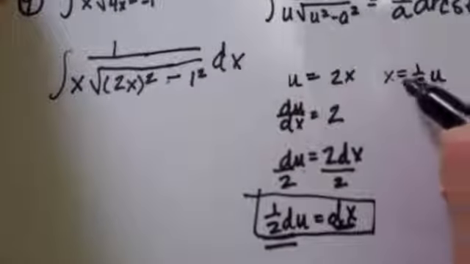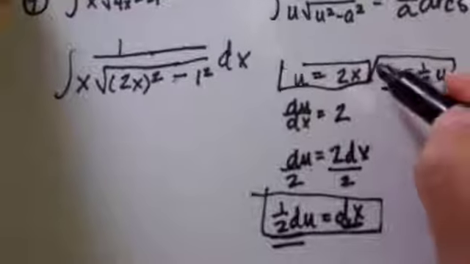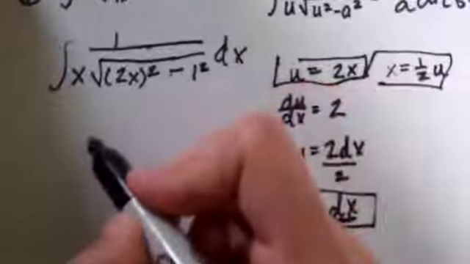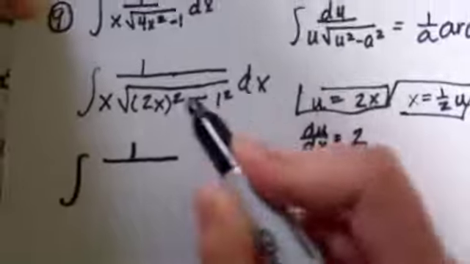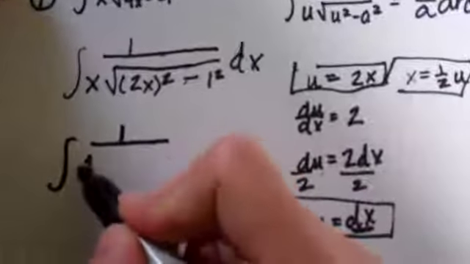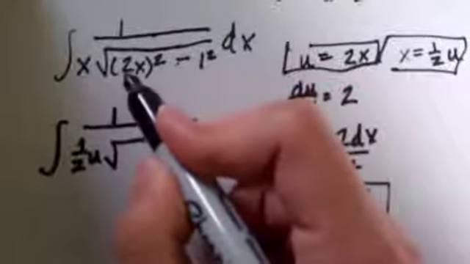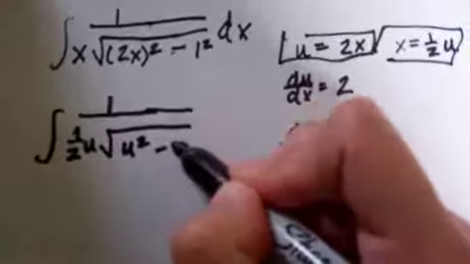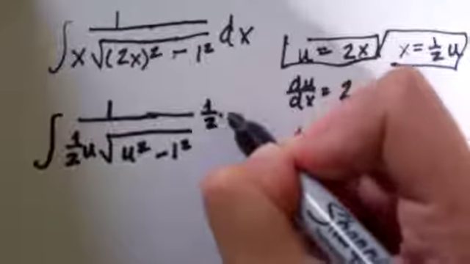Okay, so these 3 equations, and we've had to manipulate a bit, but we're going to be able to replace all of our x's and all of our dx's with something with a variable of u. So I'm going to rewrite this. We have x, I'm going to replace it with 1/2 u. And then underneath this radical we have u squared. That came from this equation right here, minus 1 squared. And then du was times 1/2 du.